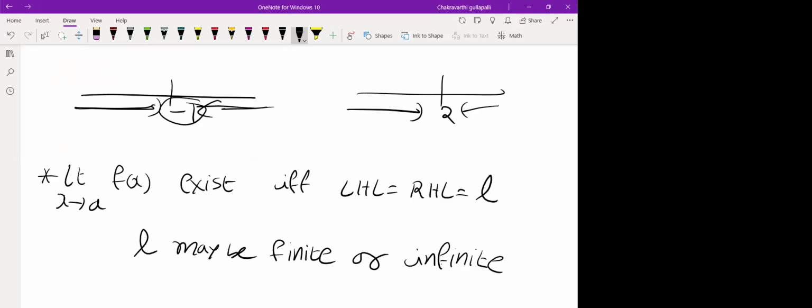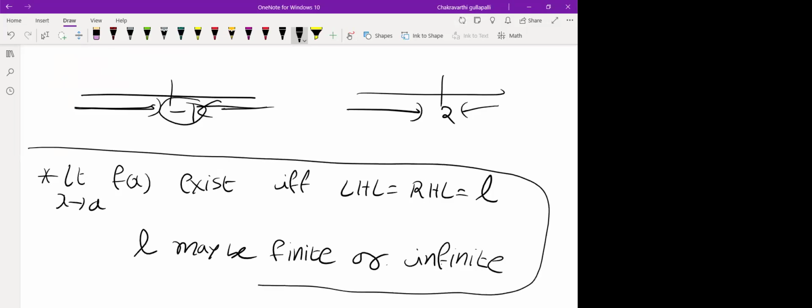But it is an infinite limit, we say. We should not say it does not exist. Please make a note of this. Because if the limit is infinity, people are writing limit does not exist. That will be there among the options. If the limit is minus infinity, they are writing does not exist, but it exists. It is just that the limit is infinite. So L can be finite or infinite. This is a very important point.